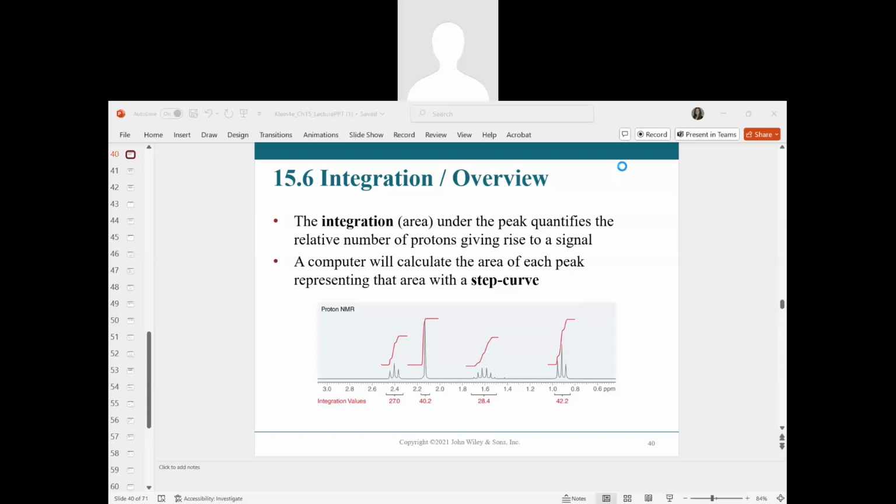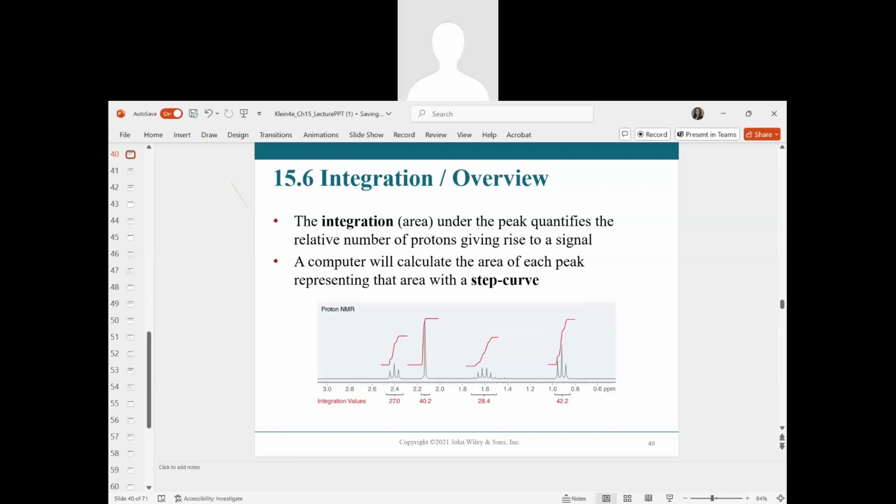In section 6, we will introduce the next characteristic of our signals in an NMR spectrum. So we've looked at the number of signals and then the chemical shift. Now we're going to take a look at what's referred to as the integration of our signal. So we see some signals shown here on our spectrum.